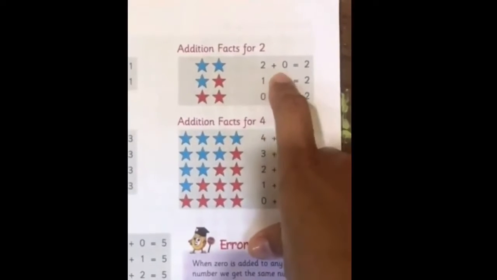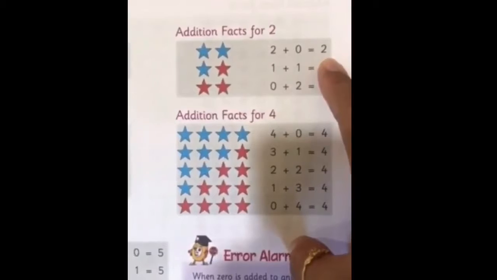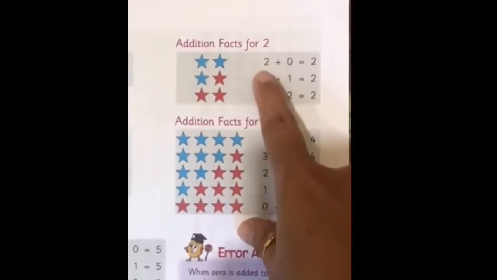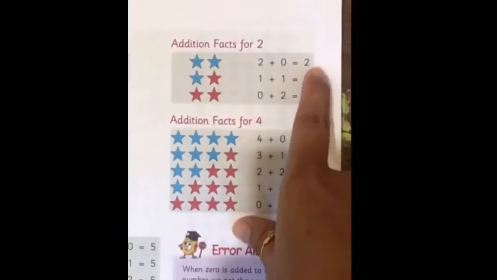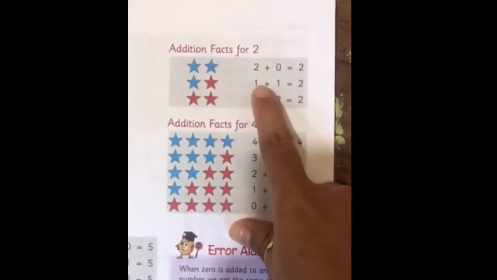See here, 2 plus 0 equal to 2. When 0 is added to any other number, we get the same number. See, 2 plus 0 equal to 2. The value is still the same. Now 1 plus 1.